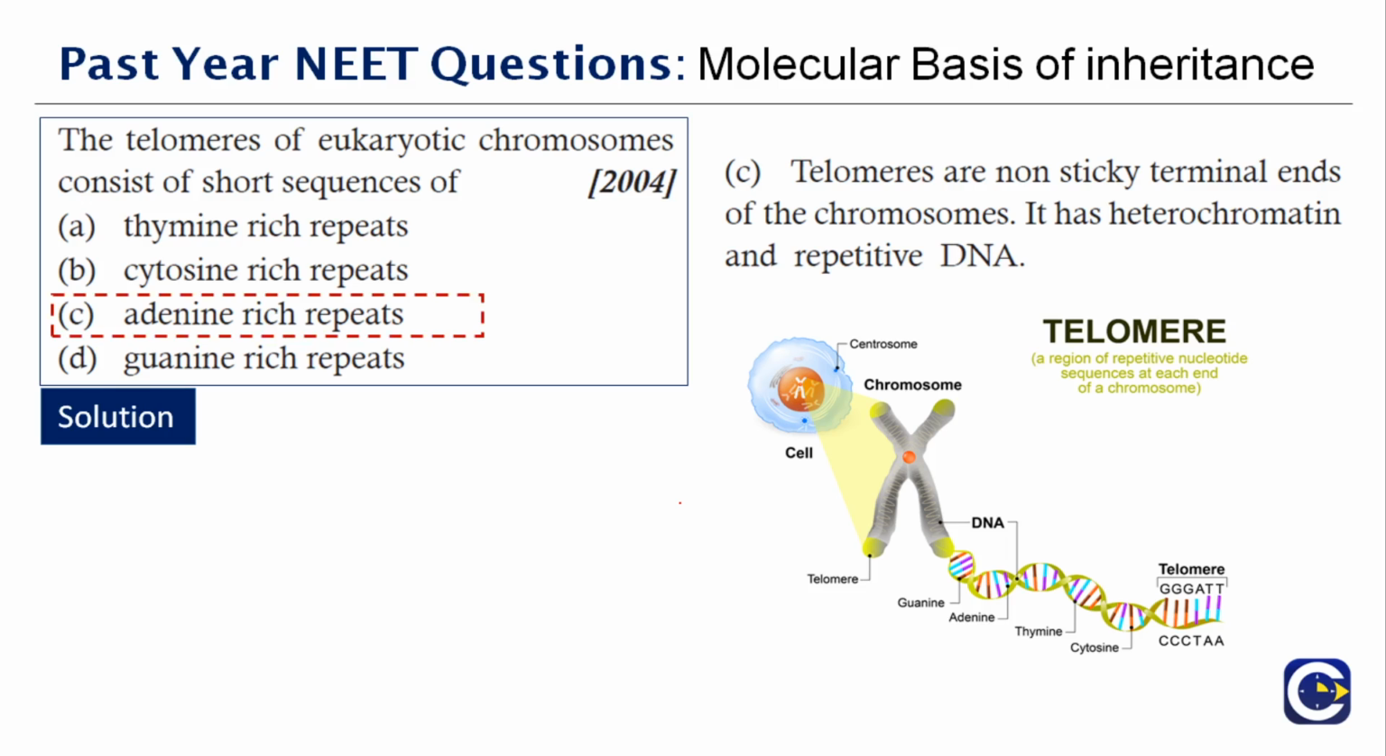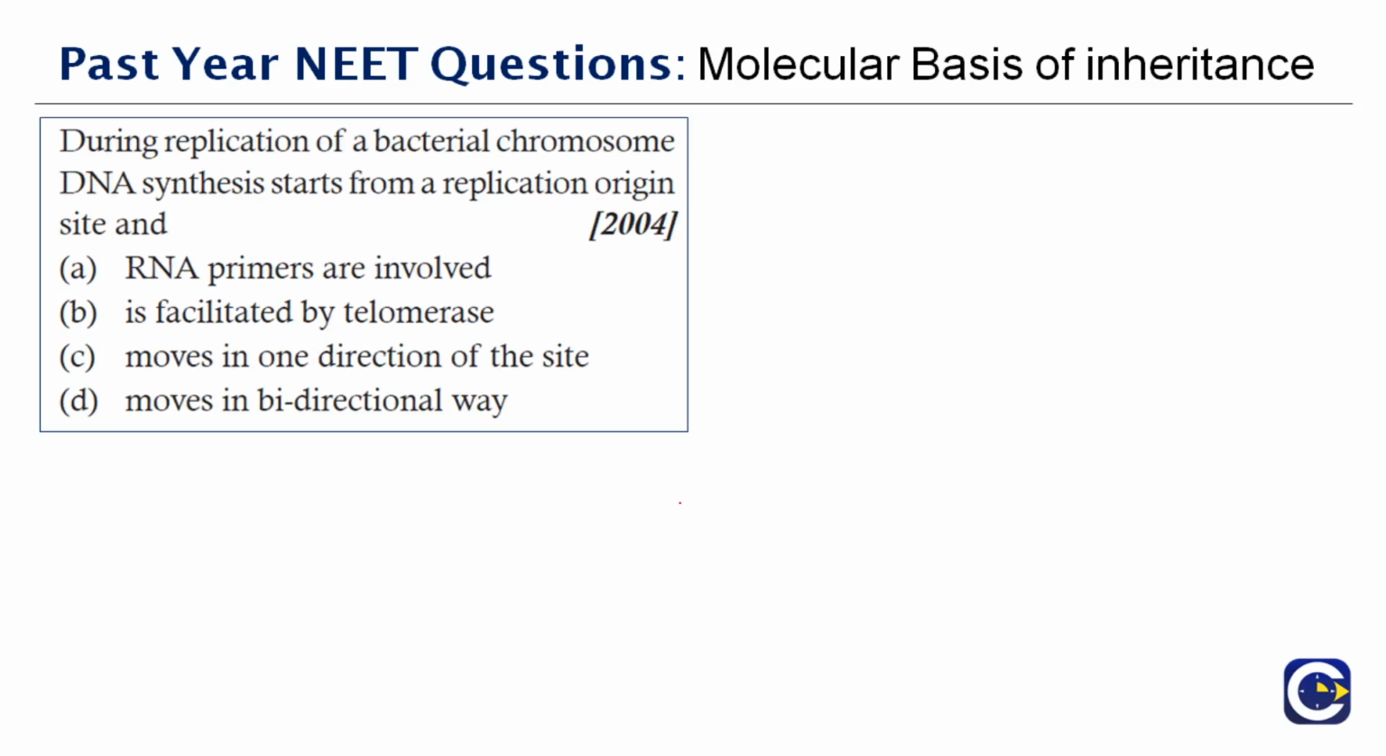Adenine rich repeats. DNA replication of a bacterial chromosome: DNA synthesis starts from a replication origin site, and this question was asked in the year 2004. So when we talk about this, let's discuss a few points about DNA replication. What do you mean by DNA replication? How can you describe it? How can you even define it?